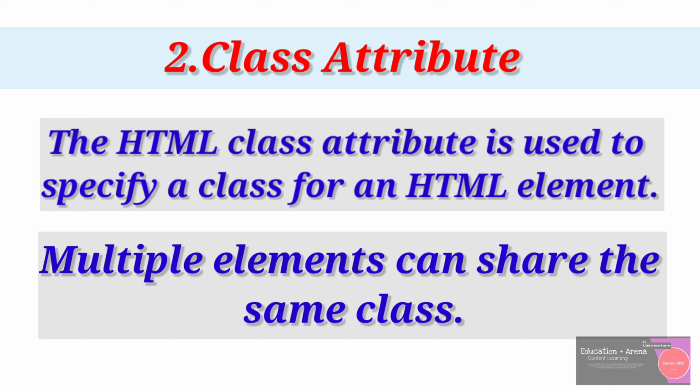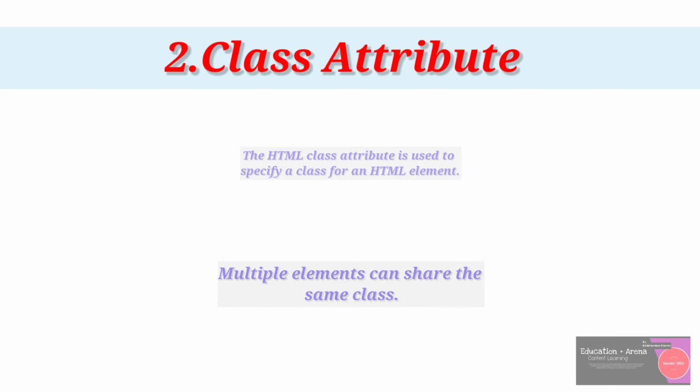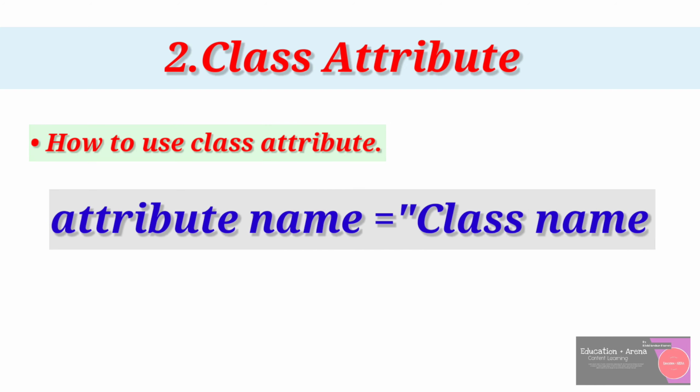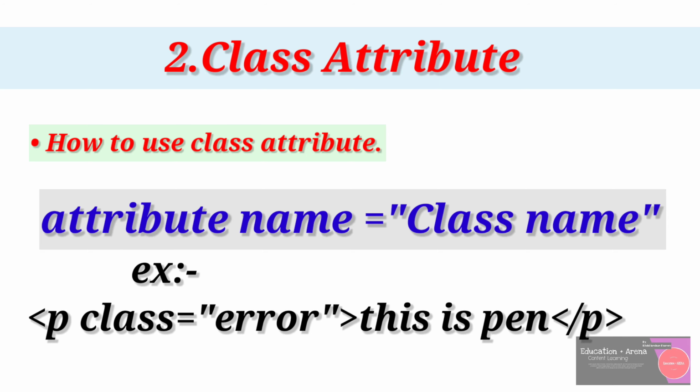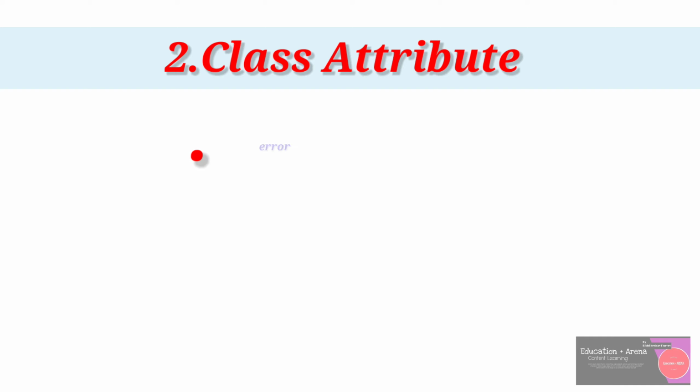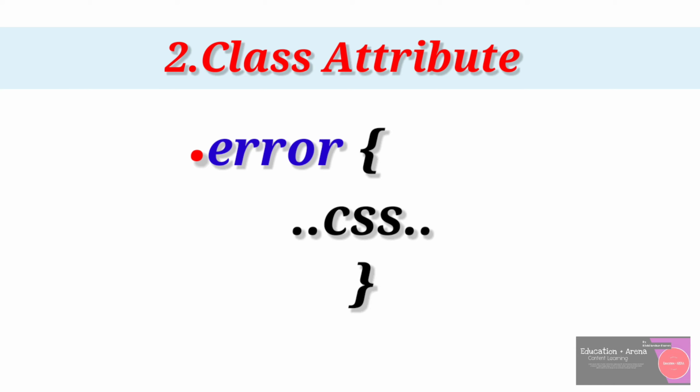The class attribute is often used to point to a class name in a style sheet. It can also be used by JavaScript to access and manipulate the elements with the specific class name. Now we will see how to use the class attribute. First you give your attribute name and write a class name in the attribute value. Now to access the class attribute, first write a dot operator followed by the class name and then define the CSS in curly braces. You can also apply it for a particular HTML element. For that, add that particular element name before the dot operator.